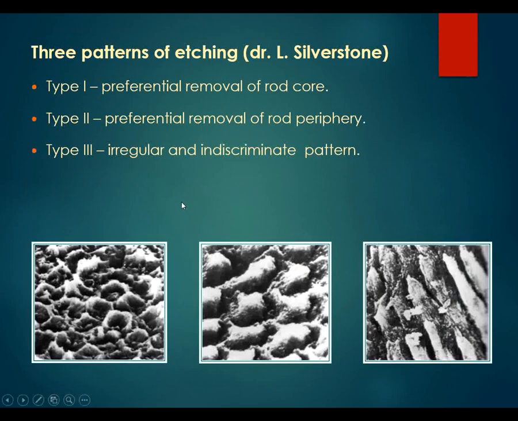After etching, we can see three patterns of etching. Type 1, preferential removal of rod core. Type 2, preferential removal of rod peripheries. And type 3, irregular and indiscriminate pattern.